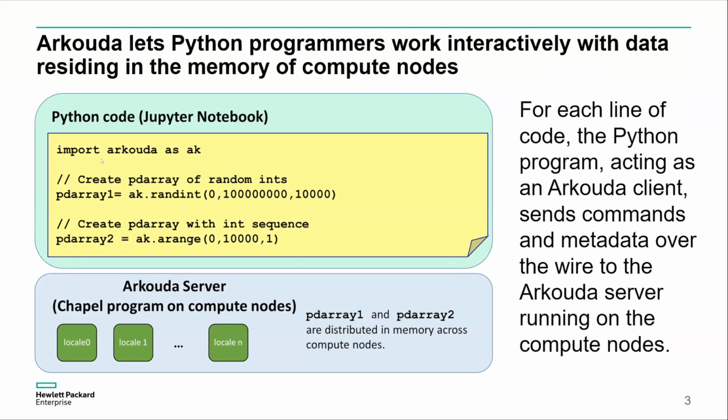So this shows a really simple example where the programmer working on, say, a Jupyter notebook or maybe their laptop in Python imports Arkouda as ak and then creates two arrays, one of 10,000 random integers and the other of a sequence of integers. And both of these arrays to the programmer look and feel like they're just a normal Python object. However, really they are parallel distributed arrays, PD arrays, which means that the data values that make up these arrays actually are stored and live in the virtual address spaces of the Arkouda server, the Chapel program running on the compute nodes.